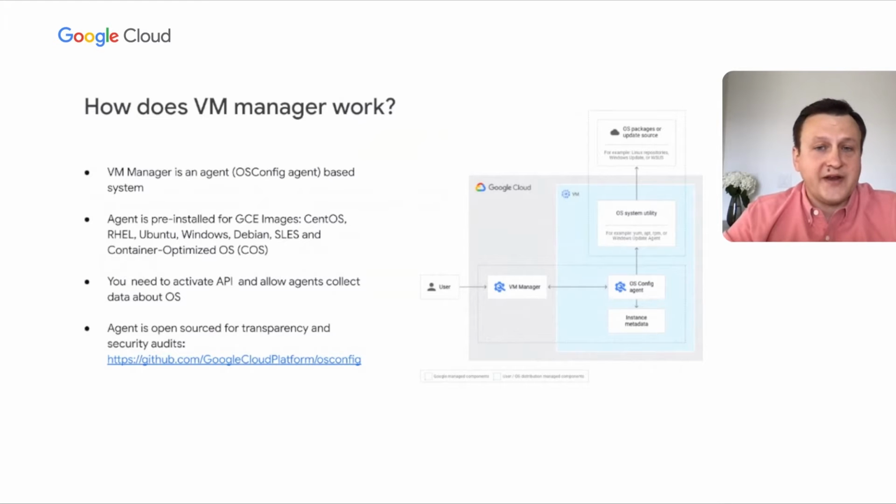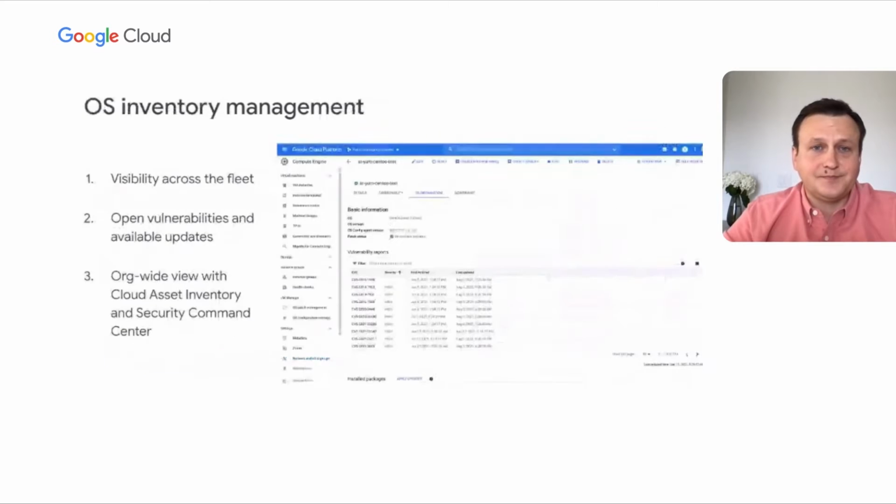Now agents are ready, and all you need to do is activate the API and allow the agent to communicate with VM Manager. I want to highlight that you have full control to enable or disable agents at any time. Our agent is fully open sourced for transparency and passed multiple independent security audits. Now, let's take a look at each component.